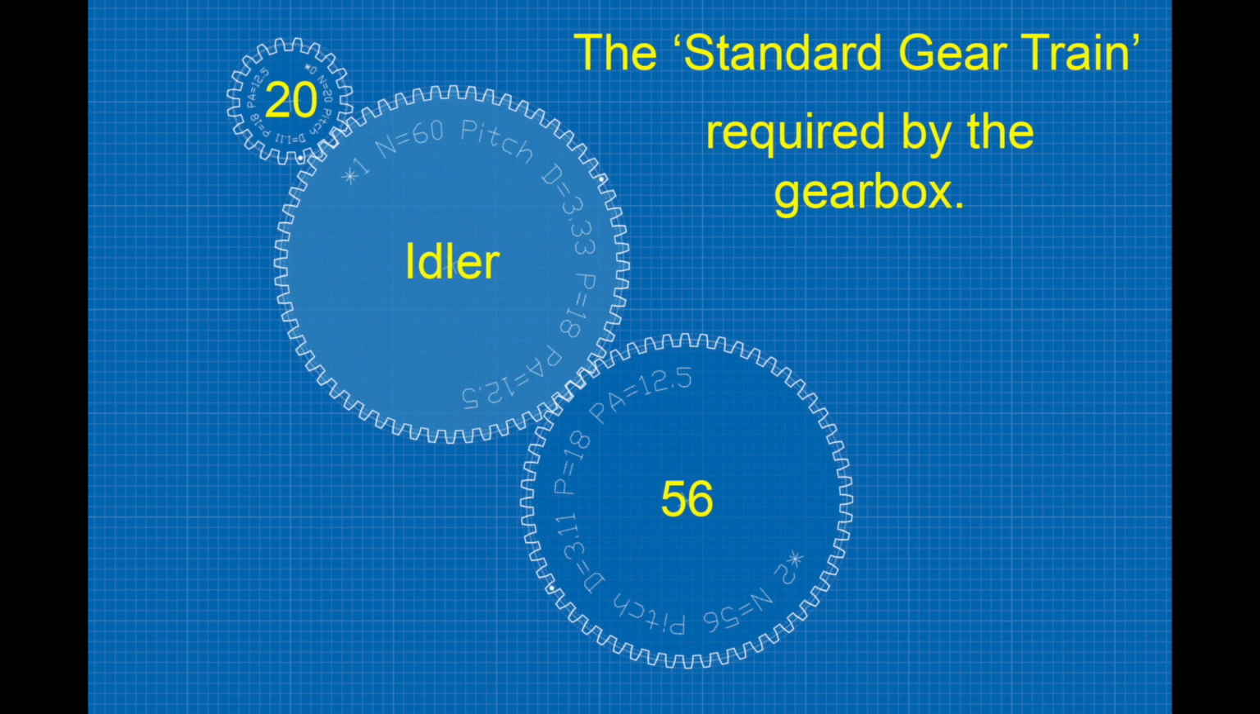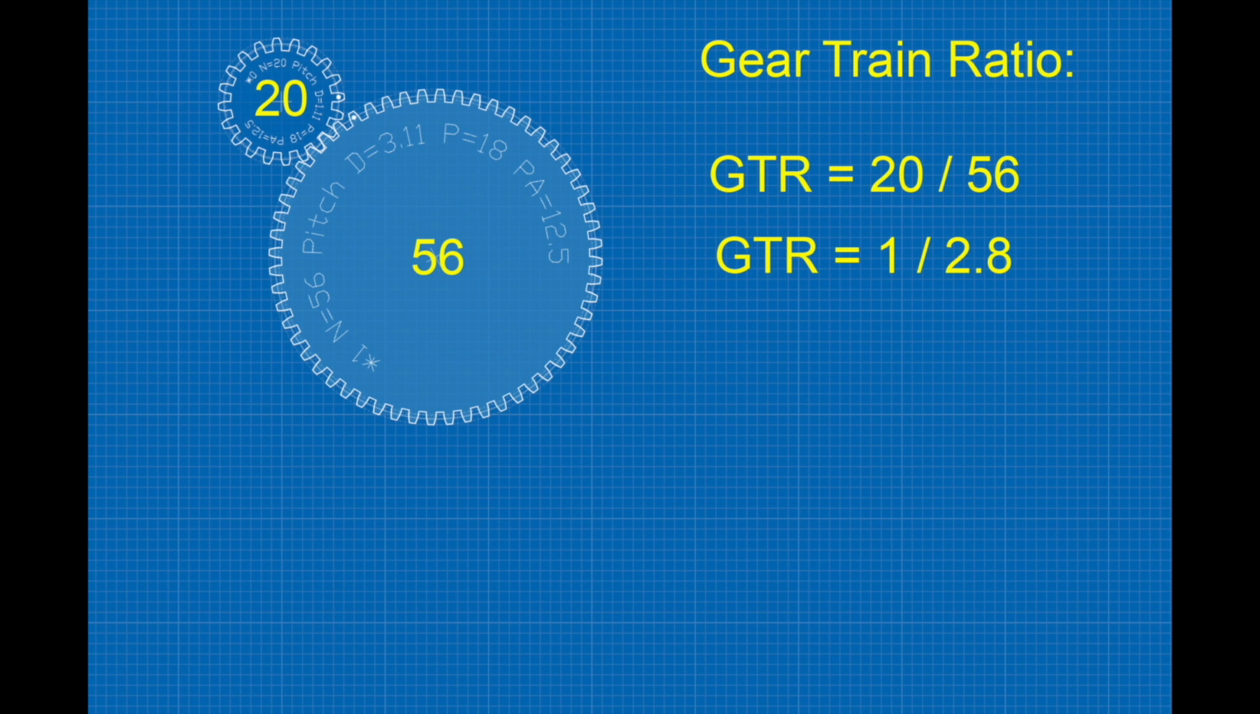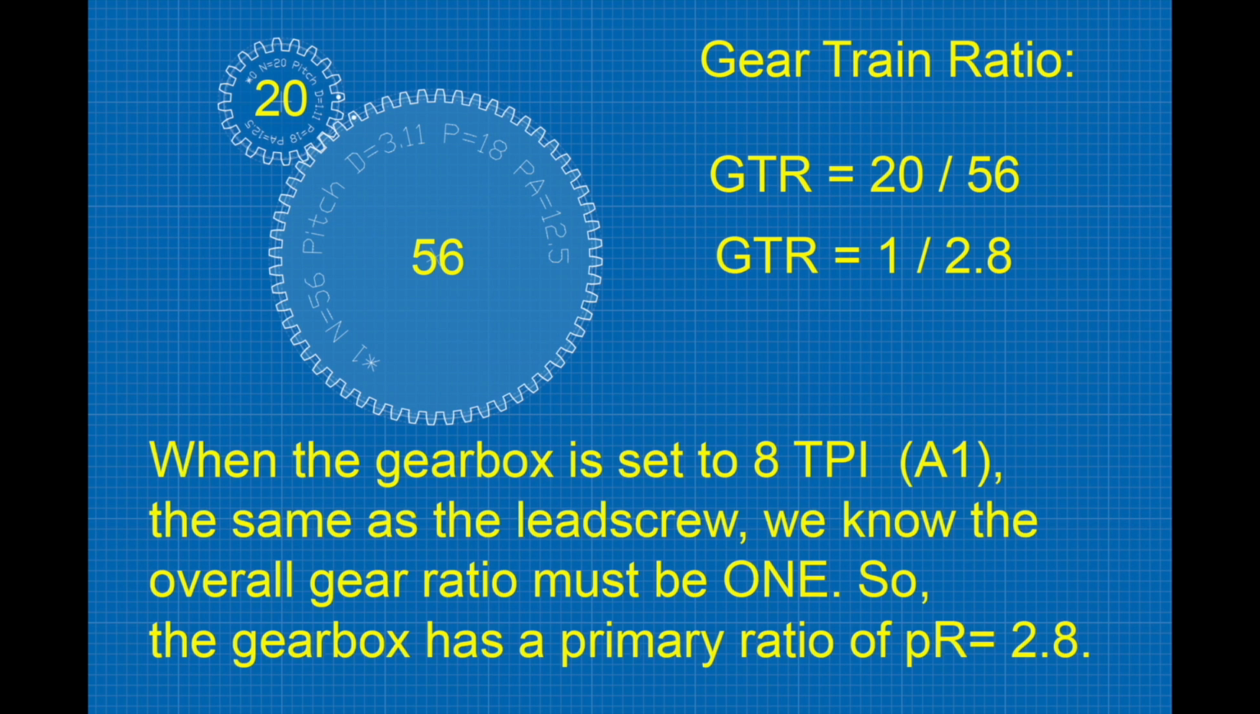And this is the standard gear train, I call it. We have to call it something. This is the gear train that has to be used with the gearbox, and so I call it the standard gear train required by the gearbox. So the gear train ratio is 20/56, which is 1/2.8.